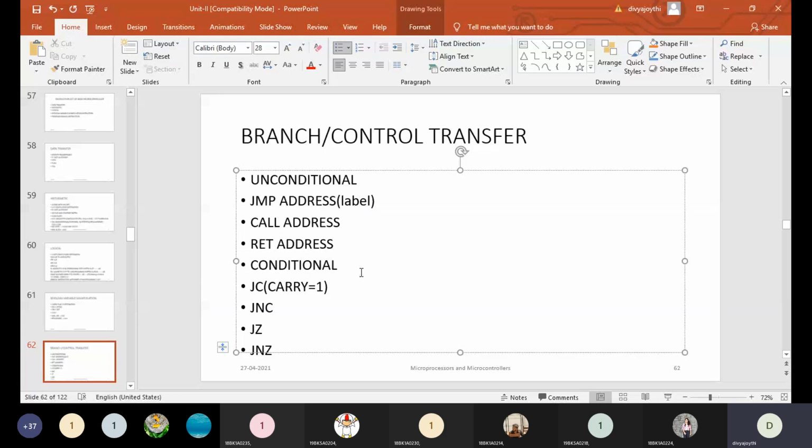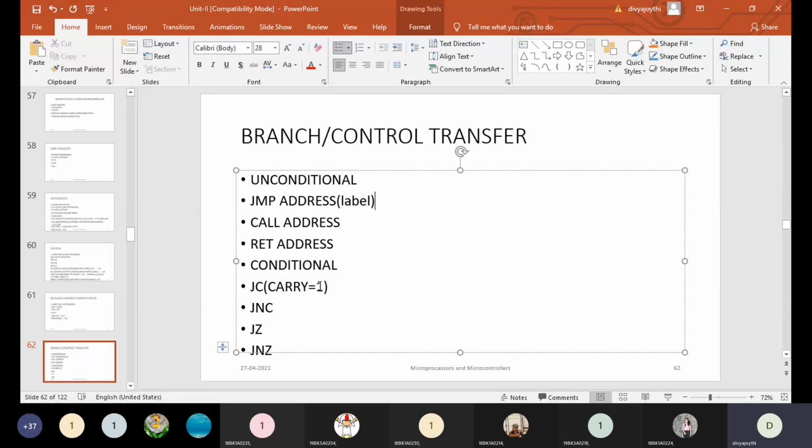And if we move on to the conditional, that means this jumping or calling or returning or any other control transfer should be done based on the result. Based on the result, if jumping or any other thing is happening, then they are called conditional control transfer. See here, I have written JC. J means jump. It has to jump. When? If carry flag value is 1, then only it has to jump. That means it is based on the result. So jumping, control transferring based on the result of the instruction, they are called conditional.